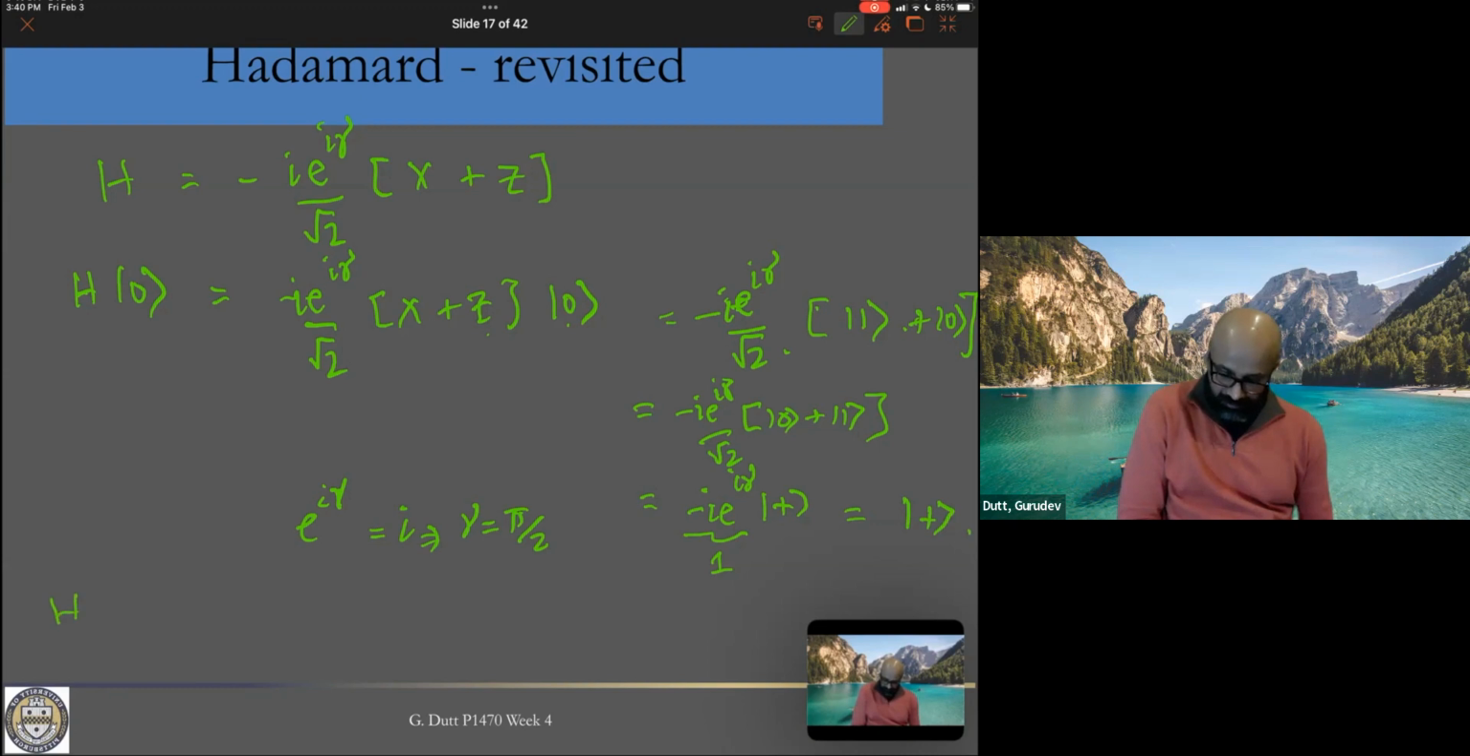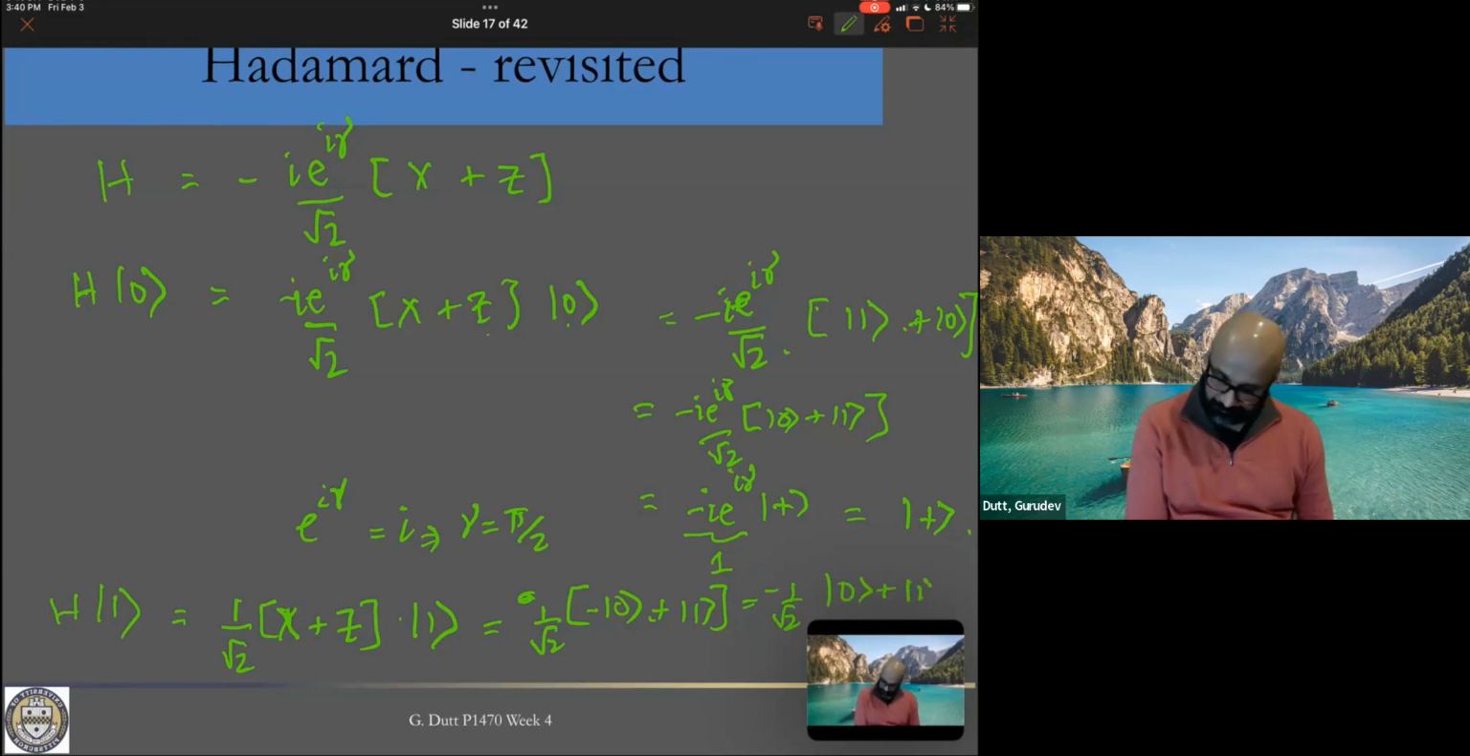Okay, H now acting on the state |1>. Since e to the i gamma is i and minus i times i is 1, we get 1 over √2 times (X plus Z). Basically, that's how we have defined our Hadamard, and now it's acting on the state |1>. So that gives me 1 over √2. Now X acting on the state |1> gives me the state minus |0>, right? And Z acting on the state |1> gives me |1>. So again, we get the state minus 1 over √2 times |0> minus |1>, sorry.